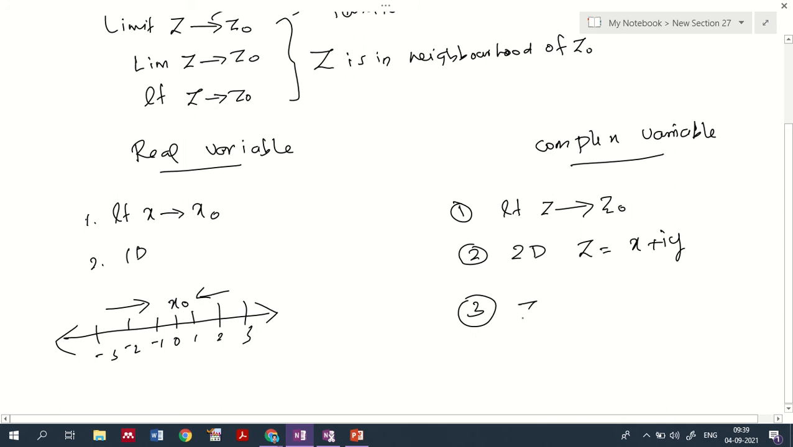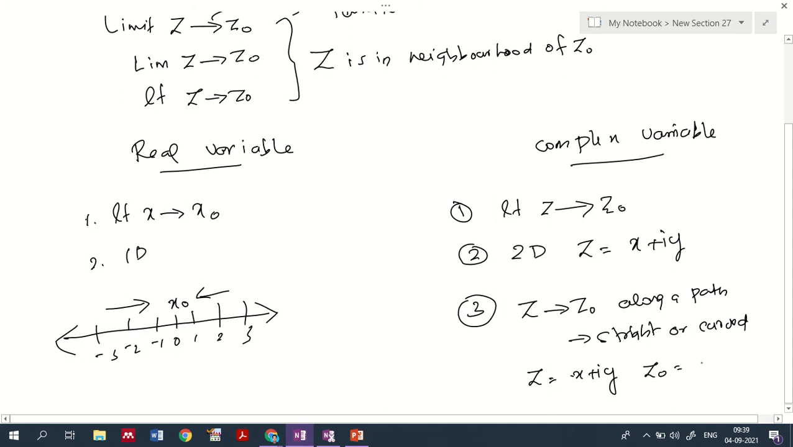So when you say z tends to z0, it is along a particular path, which can be either a straight path or sometimes a curved path. It depends upon how you take it. As I already said, z is x plus iy, so what will z0 be? z0 will be x0 plus iy0. So z0 is a coordinate, the point x0, y0, and it is represented like this.